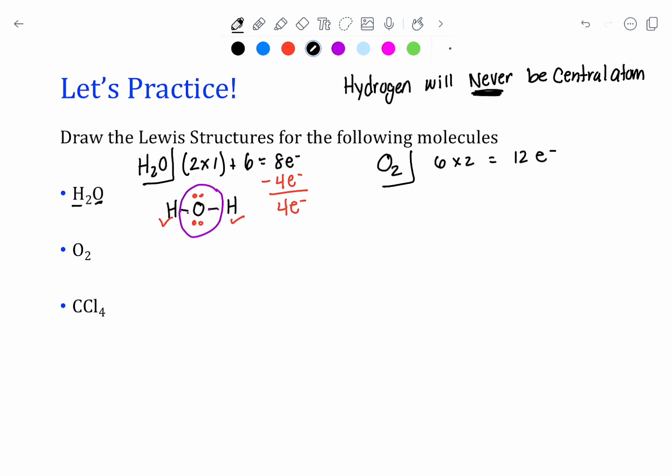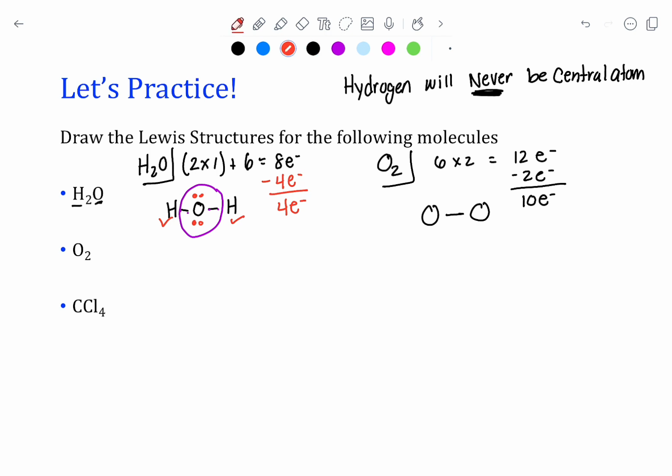Since there's only 2 atoms in this molecule, those oxygens are just going to be next to each other. There is no one central atom. So my 2 oxygens are bound together by a single bond. My single bond used up 2 electrons. So I have 10 electrons left.